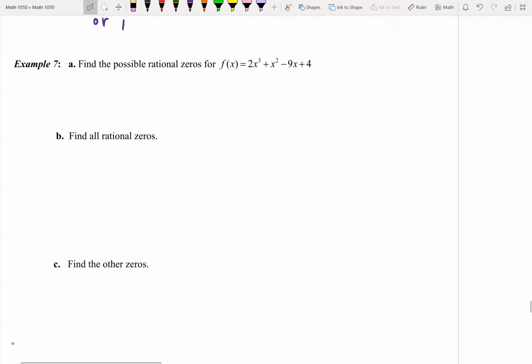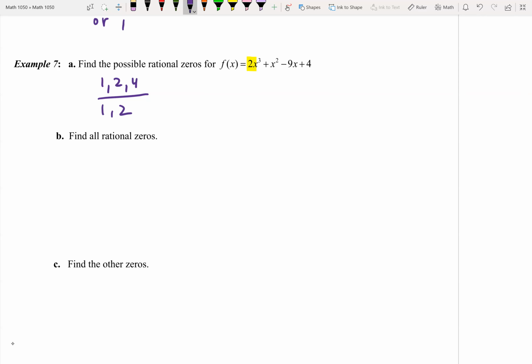Okay, here we go with 7. Constant is a 4. What goes into 4? 1 and 2 and 4. Leading coefficient is the number in front of the x to the third. That would be a 2. What goes into 2? 1 and 2.